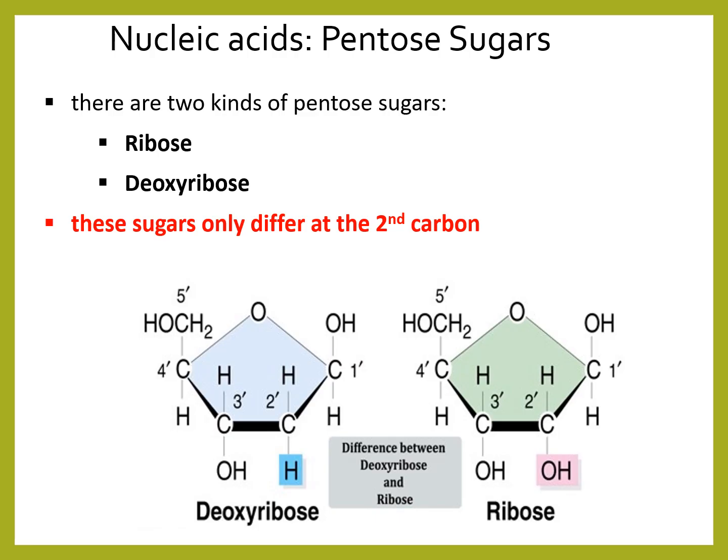And the cool thing about these 2 sugars is that they are identical except for the 2nd carbon. If you take a look at the 2nd carbon in deoxyribose, you see we have a hydrogen. And if you take a look at the 2nd carbon in ribose, you see we have a hydroxyl group. So the only difference really is the lack of an oxygen at the 2' carbon. Hence, this is why we call DNA deoxyribonucleic acid, because it is missing that oxygen at the 2' carbon.